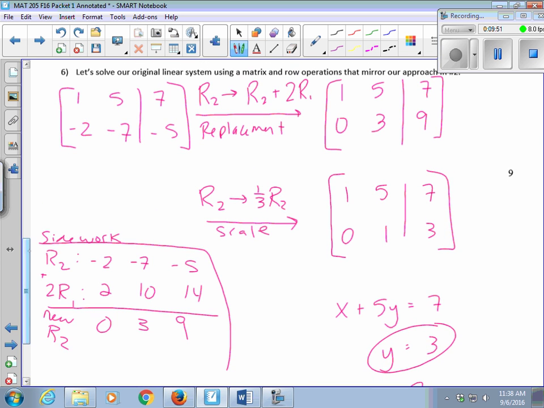So that's the basic idea of the method. Instead of writing out whole equations, write out just the coefficients, and then you can use the 3 rules: replacement, scaling, and swapping rows.